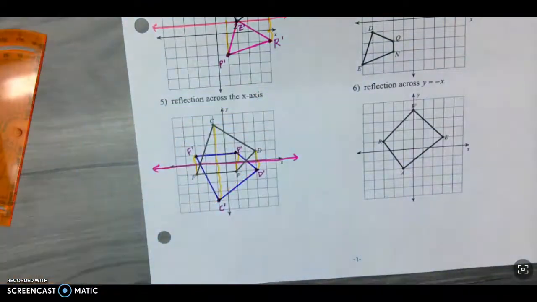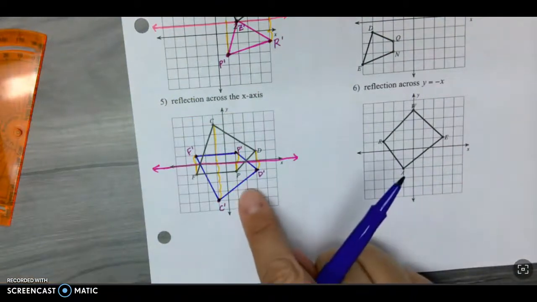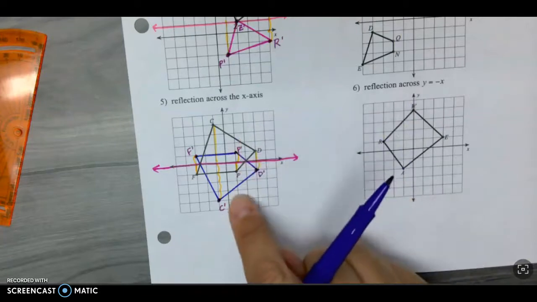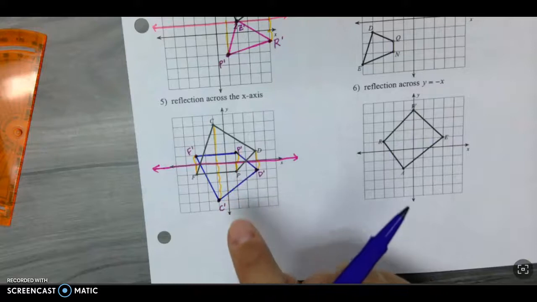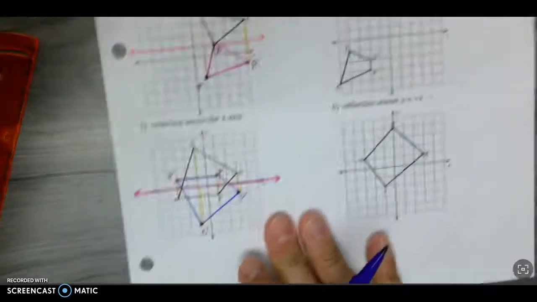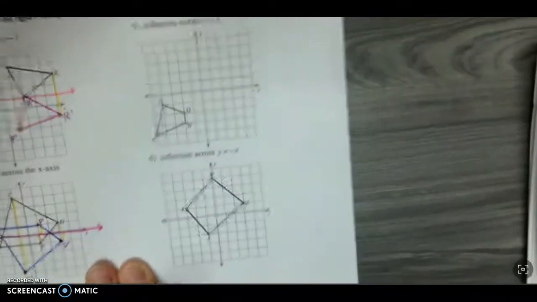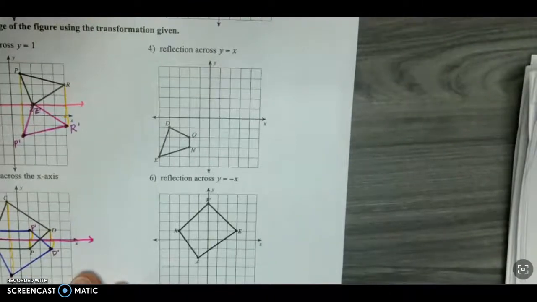We've got the new image. And so if you look at it now, it is definitely a reflection of this figure. It looks a little weird because part is above the line, part is below, but that is your line of reflection. All right, now these get harder.